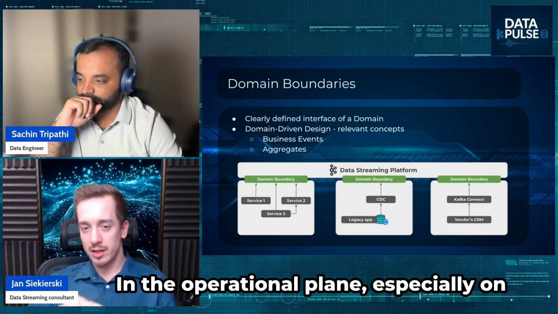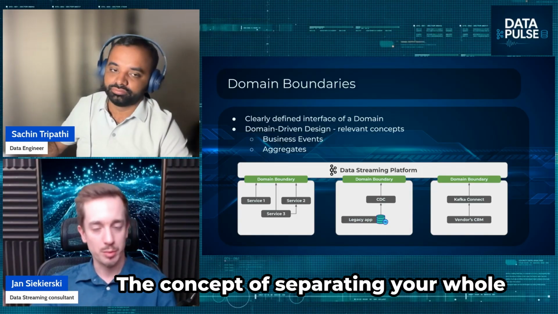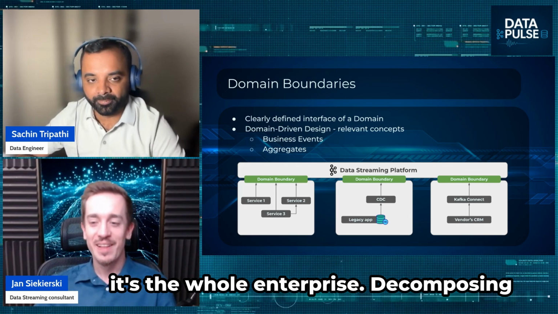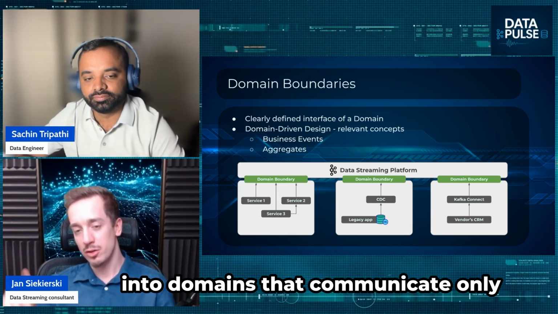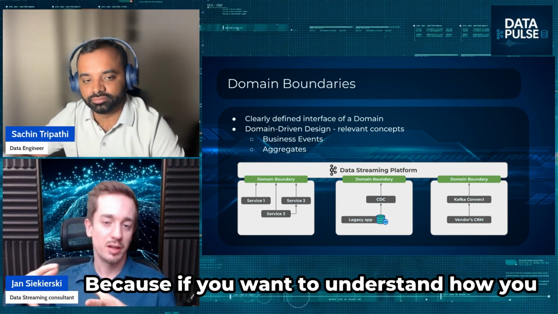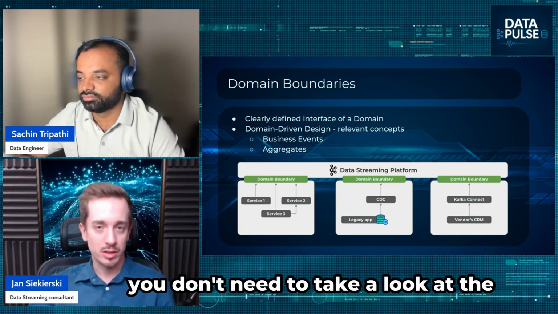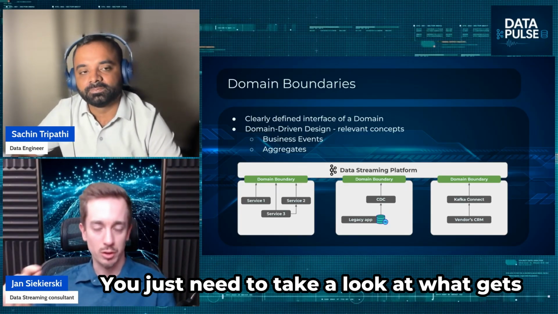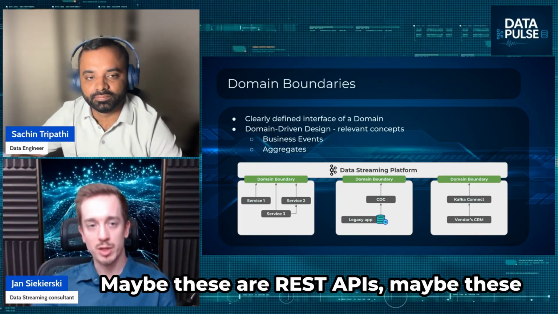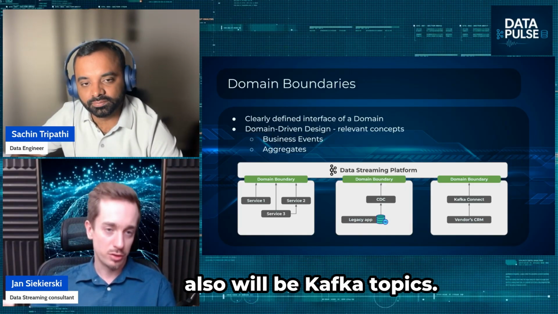In the operational plane, especially on the strategic level, domain-driven design is rather widely adopted. The concept of separating your whole problem space, which in the case of enterprise architecture is the whole enterprise, decomposing this into domains that communicate only through specific channels. It allows you to compartmentalize the complexity. Because if you want to understand how you can get, for example, product data from the product domain, you don't need to take a look at the implementation, right? You just need to take a look at what gets published, what interfaces I can interact with. Maybe these are REST APIs, maybe these are open table formats that I can get access to. Maybe, and often, this also will be Kafka topics.